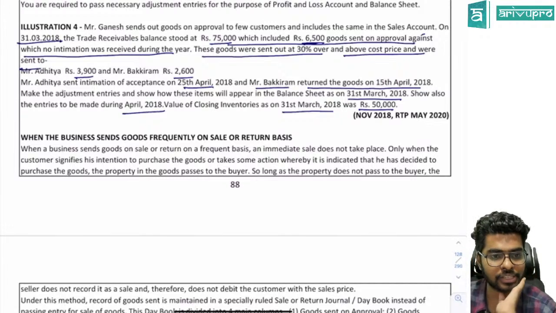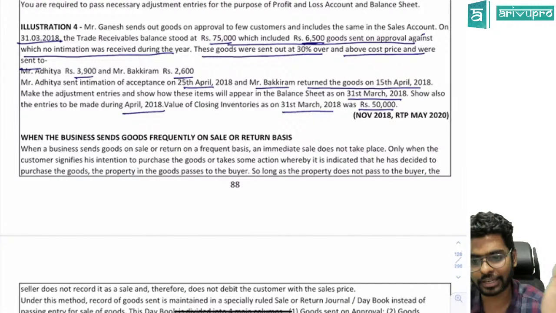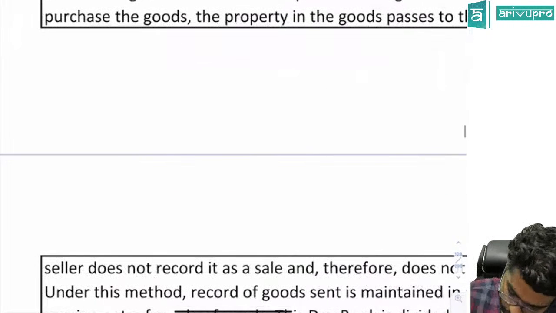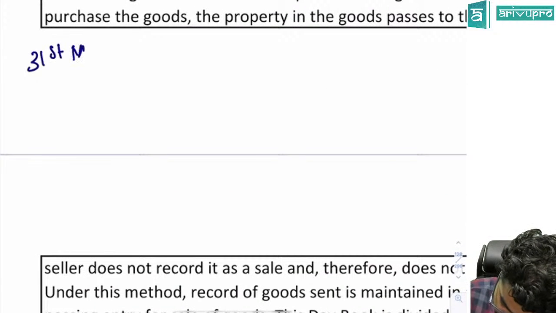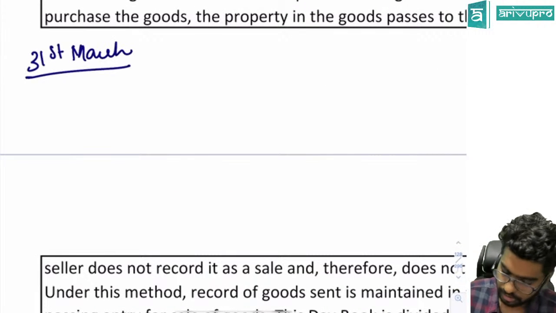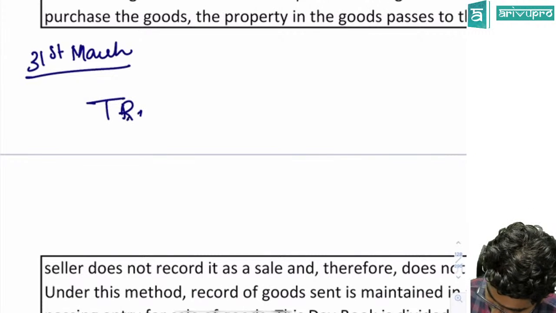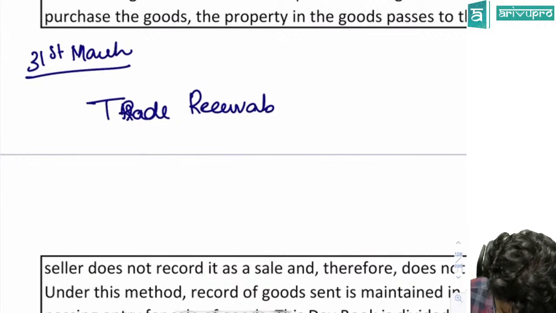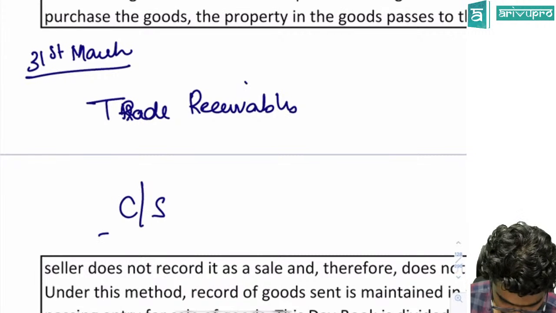Okay, guys, now if you really understand what is happening here, let me first focus only on 31st March: trade receivables and the closing stock value.